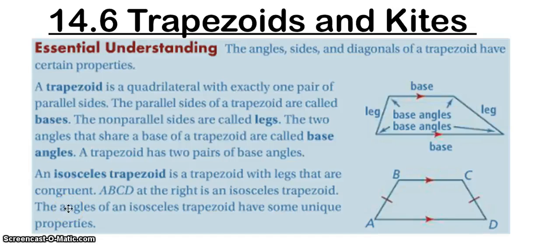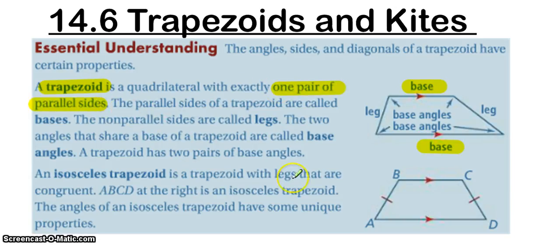Welcome back, guys. Today we are in 14.6 talking about trapezoids and kites. So let's first start by defining these words. A trapezoid is a quadrilateral with exactly one pair of parallel sides, and those pairs of parallel sides we call bases, even though it's on the top.